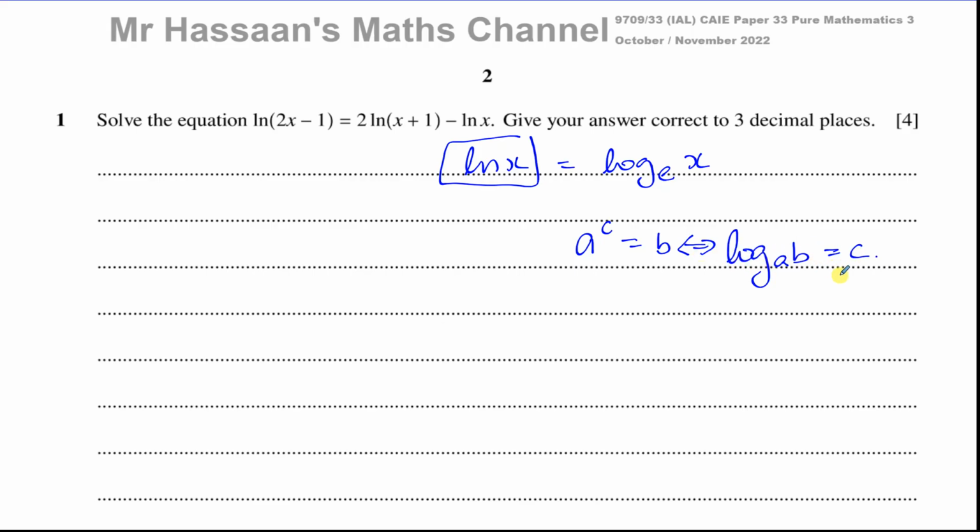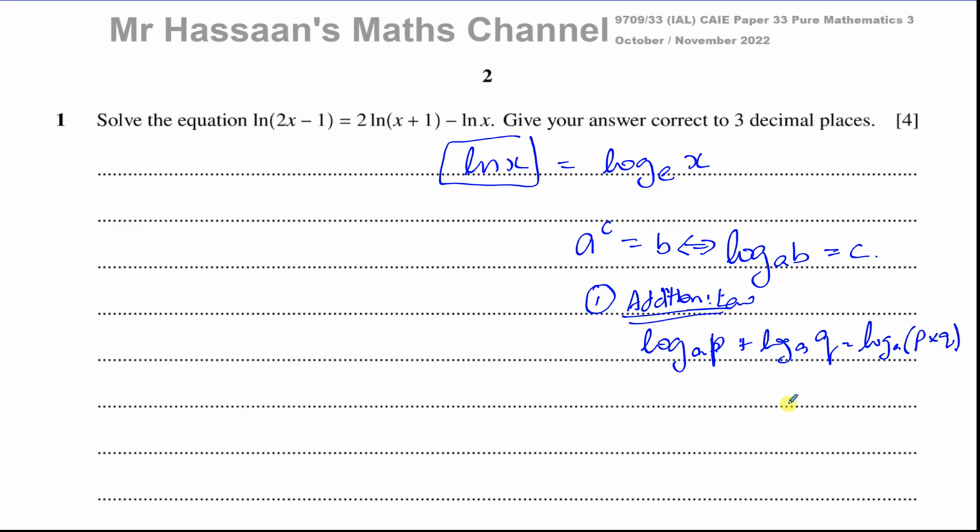There are certain rules of logarithms that we need to know, and there are 3 basic rules. As I said, the video linked above goes through them in a bit more detail. One rule you can call the addition or multiplication law, and it's based upon the laws of indices. When you have log to the base a of p plus log to the base a of q, you can write this as log to the base a of the product p times q. That's the addition law.